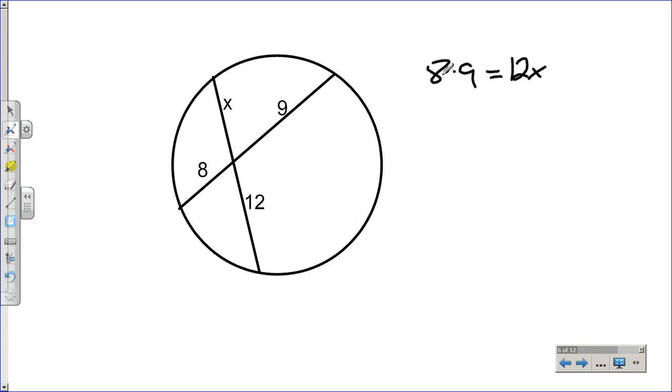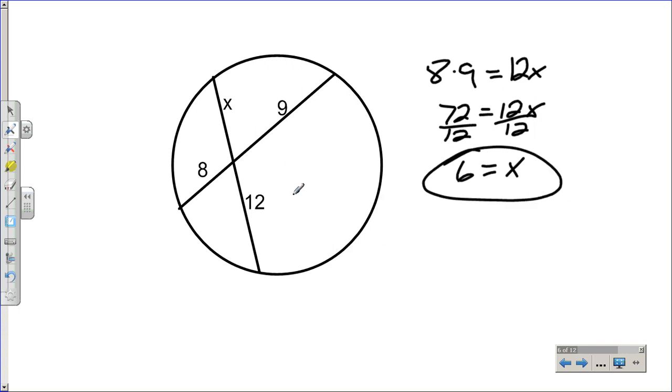So 12x. 8 times 9 is 72. That equals 12x. And then I divide by 12. And I have x is equal to 6. Alright? Not bad at all.